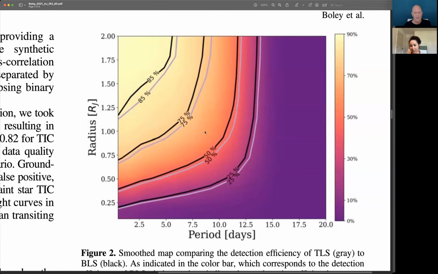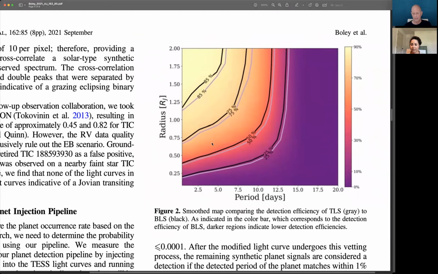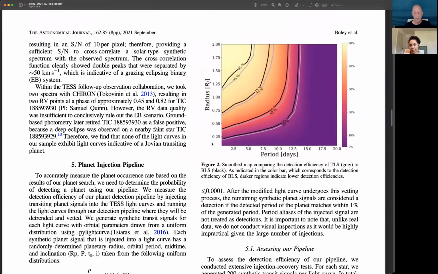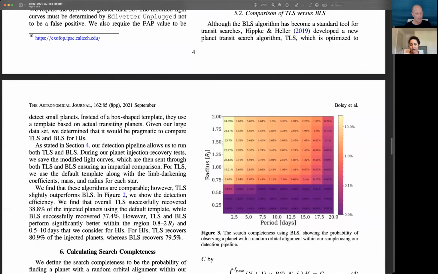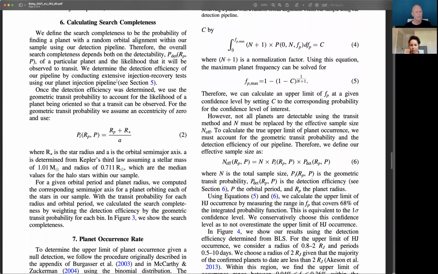Yes, it's very important, specifically if you want to determine occurrence rates. Correct. So from there, we were actually able to get our completeness. The search completeness is the detection efficiency that we found, as well as the geometric transit probability. The geometric transit probability basically says the likelihood of a planet being in an orientation around its star that we would actually be able to observe the planet transiting.